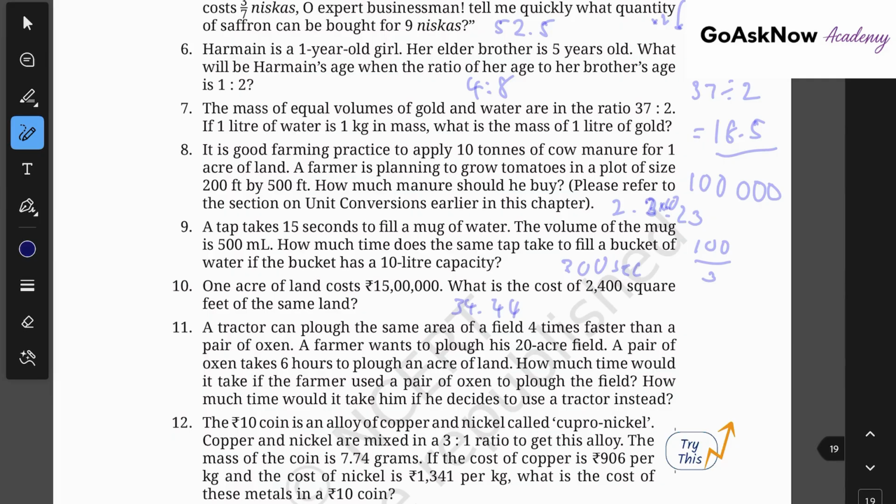So you times the answer by 2,400. You should get 82,644.62. So that should be your answer. 656, sorry. So this should be how much it costs for the same land.